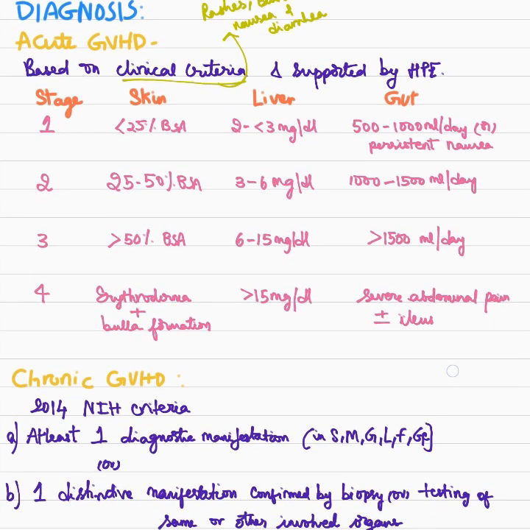In the fourth stage, there is going to be involvement of most of the body, so erythroderma, more than 90% of the body surface area involvement, along with bulla formation with more than 15 milligrams per deciliter of bilirubin and severe abdominal pain with or without ileus as the gut findings.